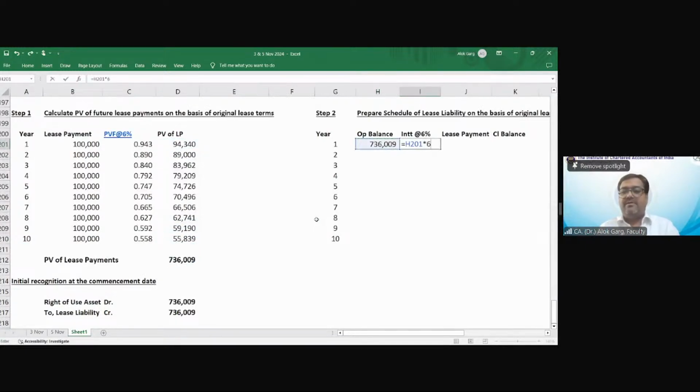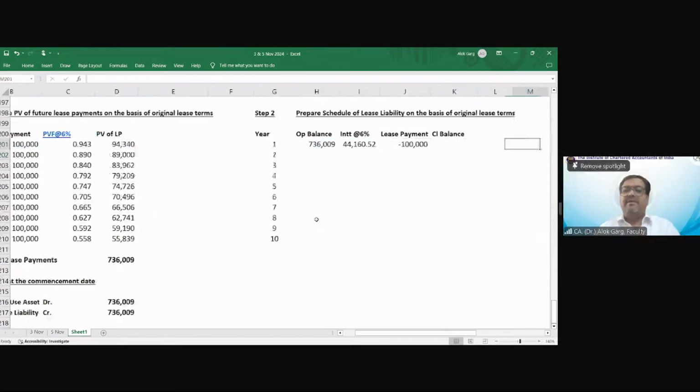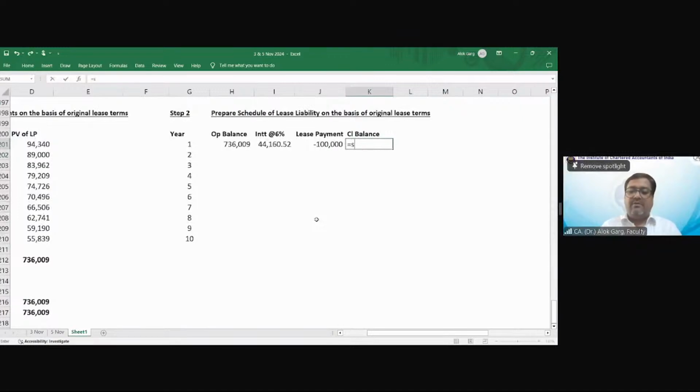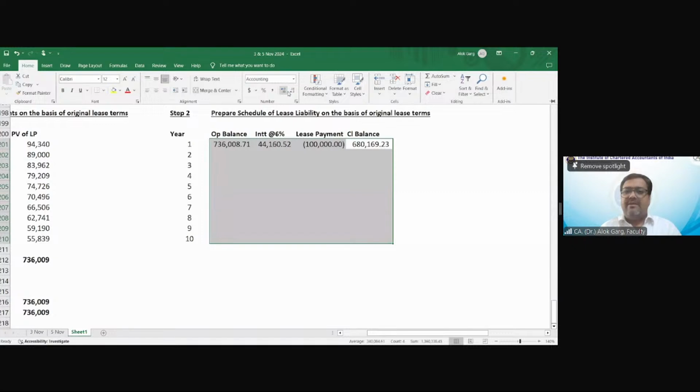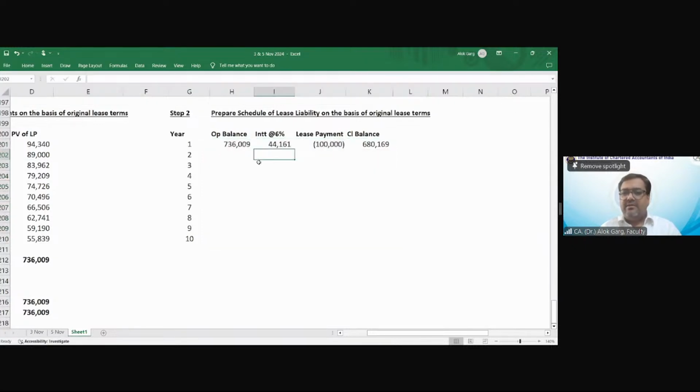What is my interest? Multiply by 6%. What is my lease payment? This is my lease payment. What is my closing balance? It is the sum of these three numbers. Did everyone understand how we prepare the lease liability schedule? Should I explain this again? No, sir. Interest I will charge, payment I will make, closing balance is opening plus interest minus payment.